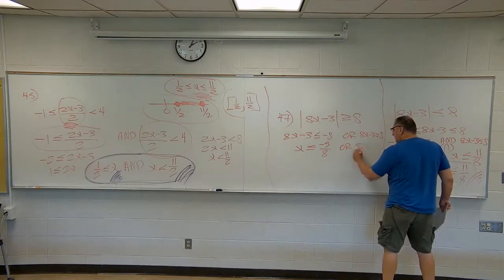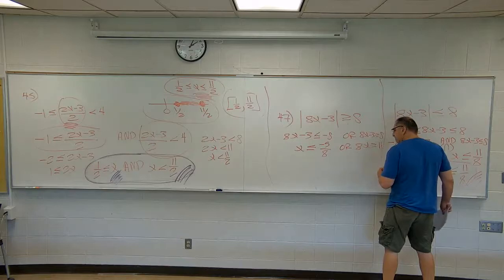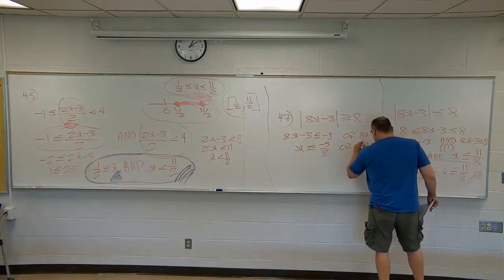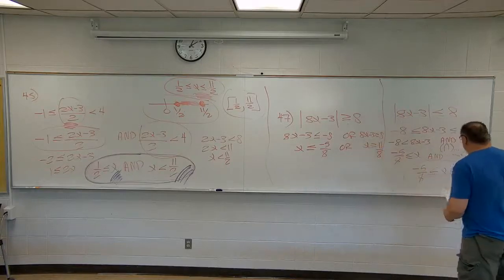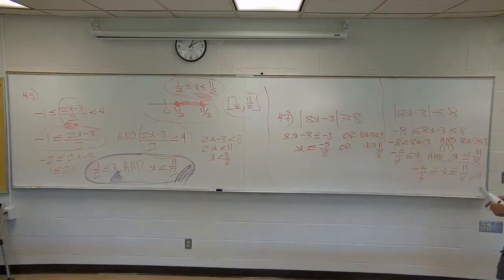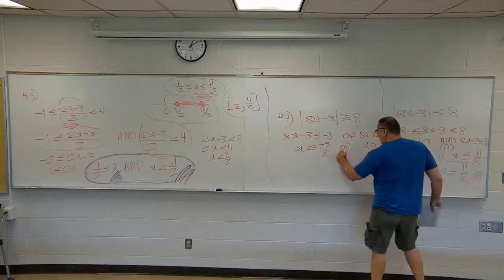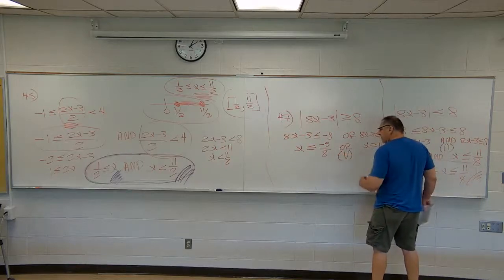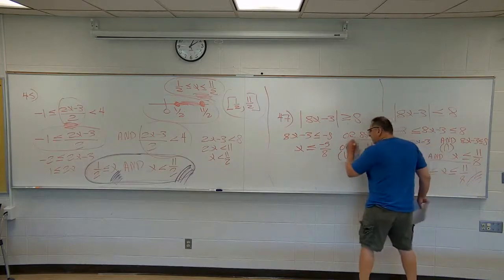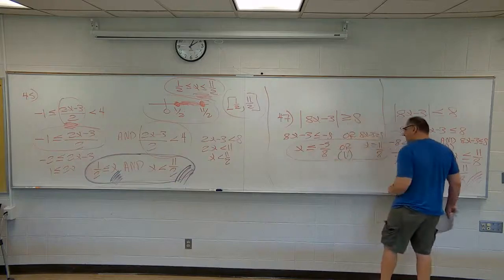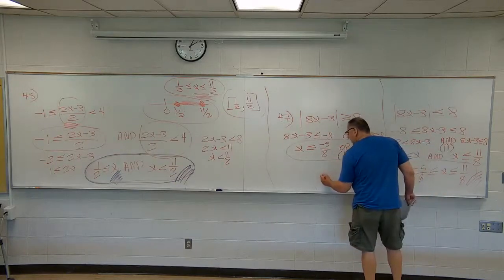Add 3 on each side. Divide by 8. Hey, that 11 over 8 and the negative 5 over 8 look awful similar here, huh? That's the or union. That's it, you're done. What does that look like?